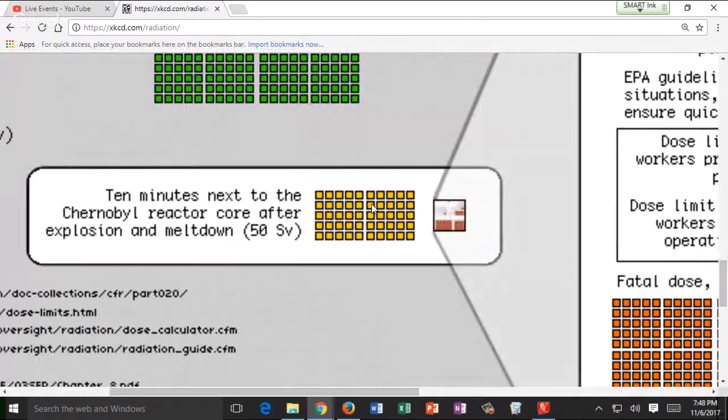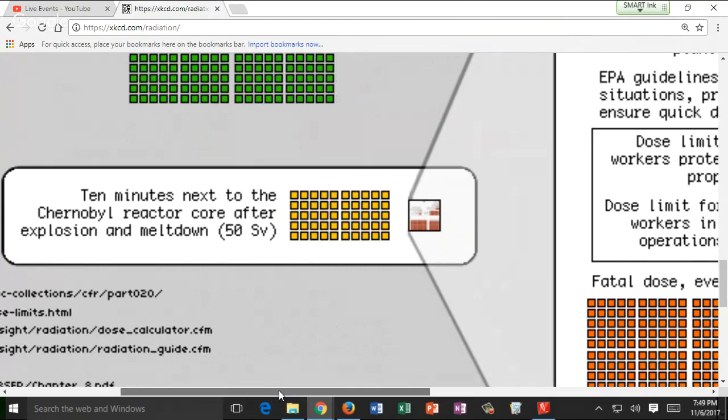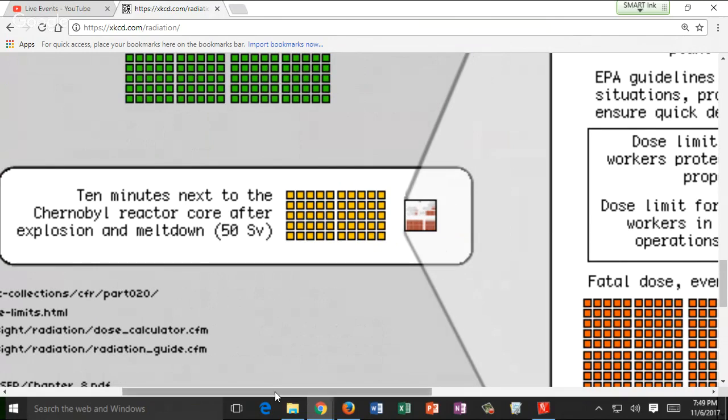If you were 10 minutes next to the Chernobyl reactor core after explosion and meltdown, that's how much radiation you would have been exposed to. So that's catastrophic, the biggest disaster in history, amounts of radiation when you're right there. They're actually using a different measurement called the sievert, which is the SI unit, but it's similar to the REM. It's actually 100 REM is a sievert.